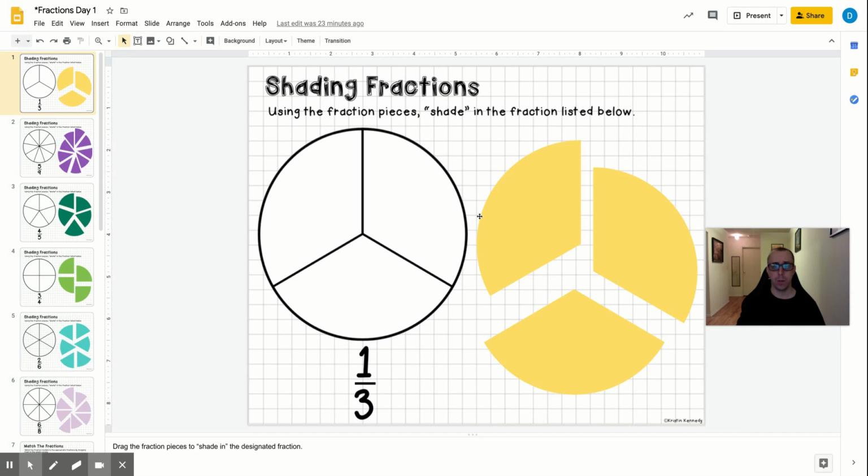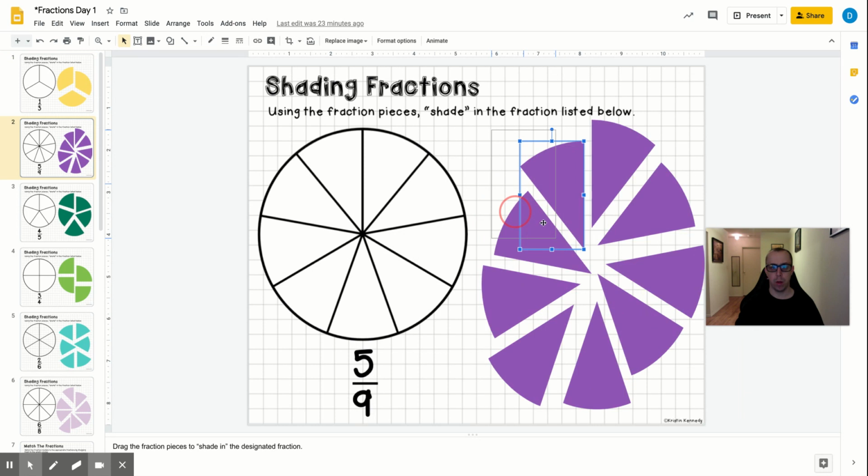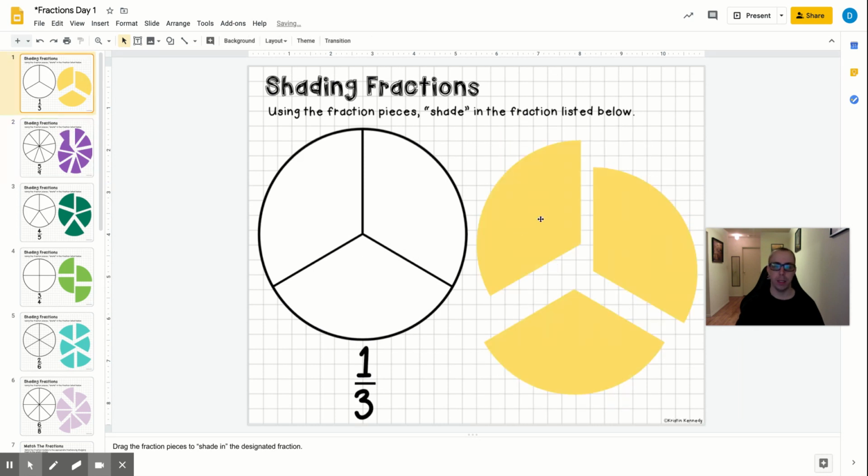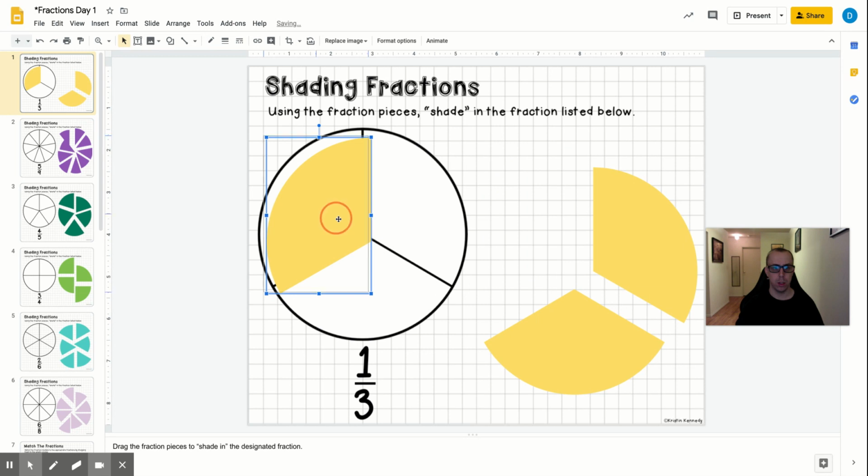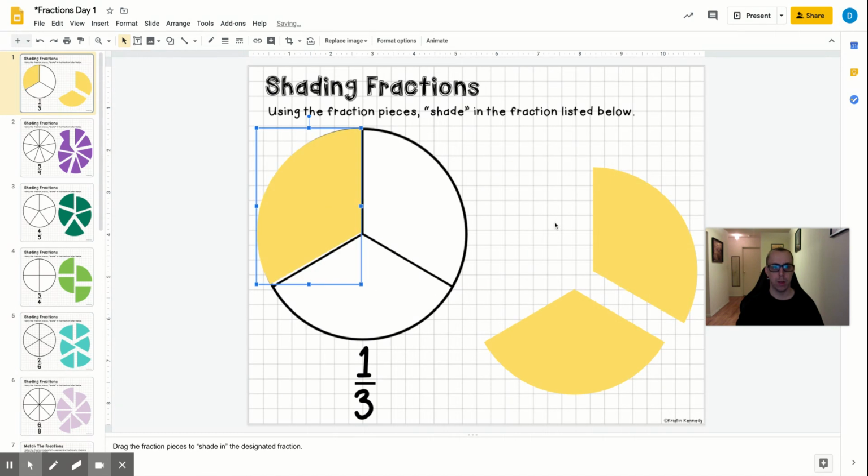Okay, so here, what you're going to do is you're going to drag the number of shapes needed to represent 1/3. So since we have 3 equal parts, we are going to represent 1/3 by dragging one of these shapes so that it fits into the portion. All right, so that is how we will represent 1/3.